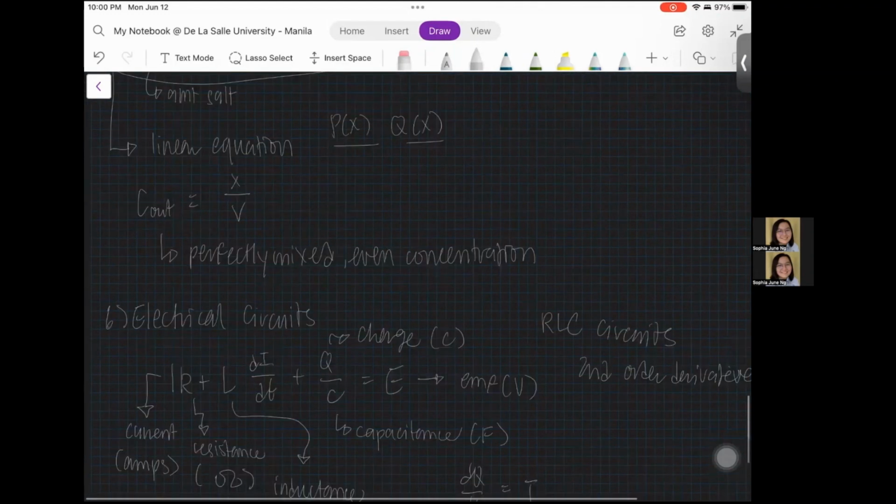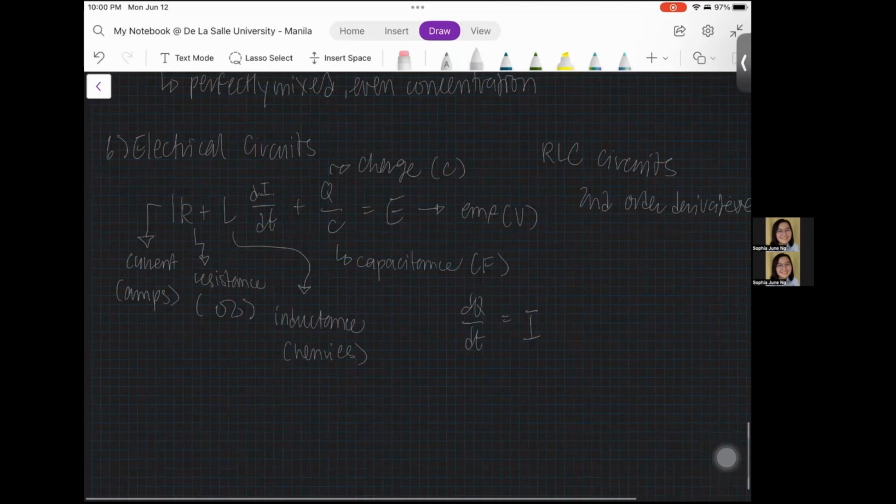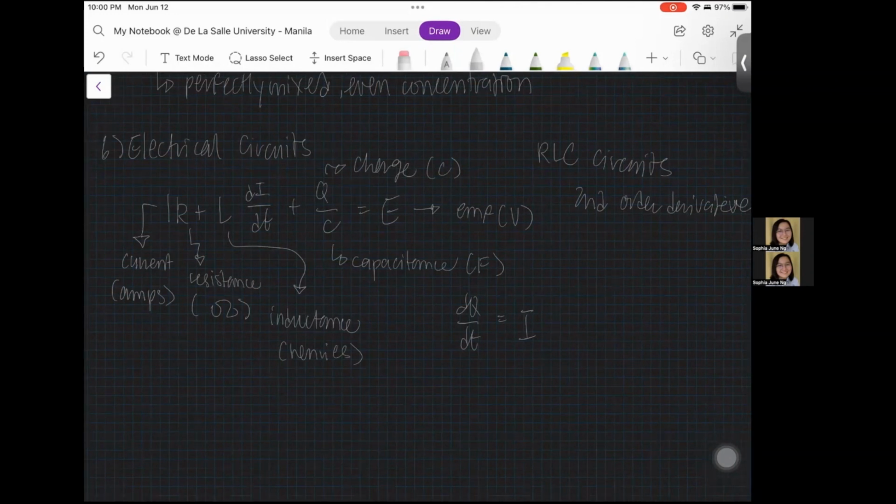And lastly, we have the electrical circuits, which is your current times resistance plus inductance times current over time plus charge over capacitance is equal to your EMF. I wrote what all of them represent right here, so just take a look.